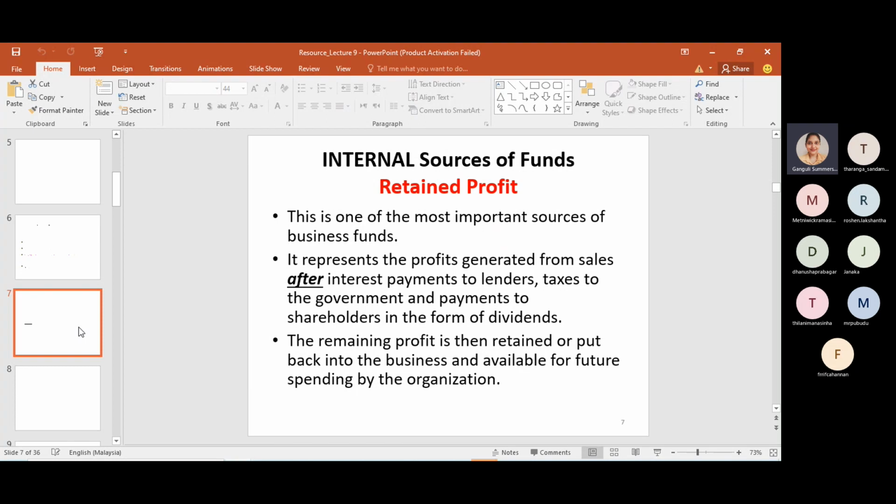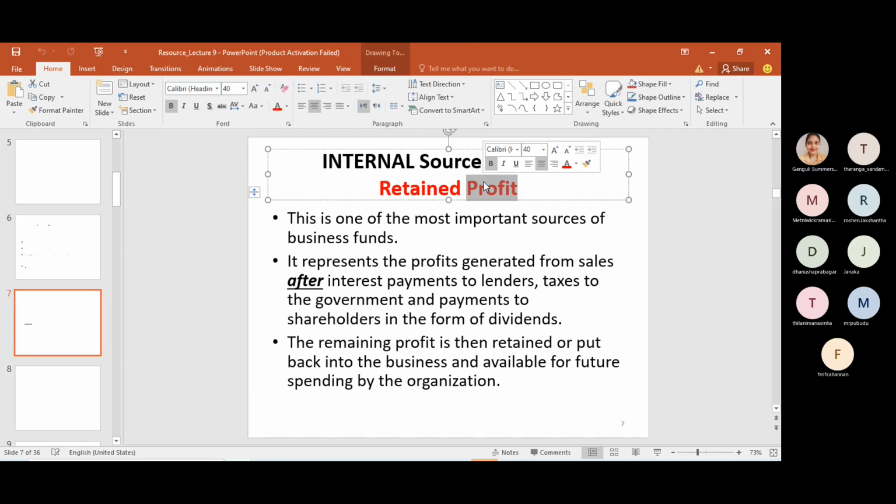retained profit. Okay, so profit means the extra money that you generate, right? So if your income is larger, and if your expenses are lesser, then that is a profit. That means you are earning more money than you are spending. Okay, the amount that you are earning is bigger than the amount that you are spending. So that is a profit. Okay, so that is the meaning of the word profit. So what is retained profit?